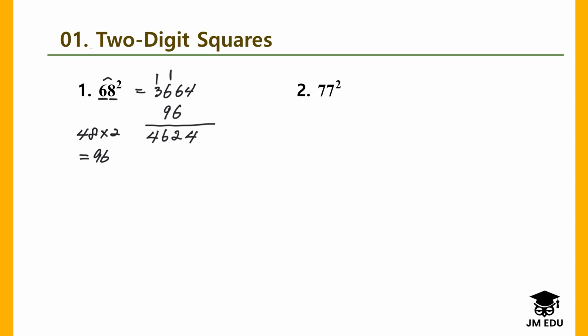Okay, let's try number 2. We have 77 squared. So that is equal to 7 squared, 49. 7 squared, 49. 7 times 7, that's 49. Times 2 gives us 98. So write 98 here.